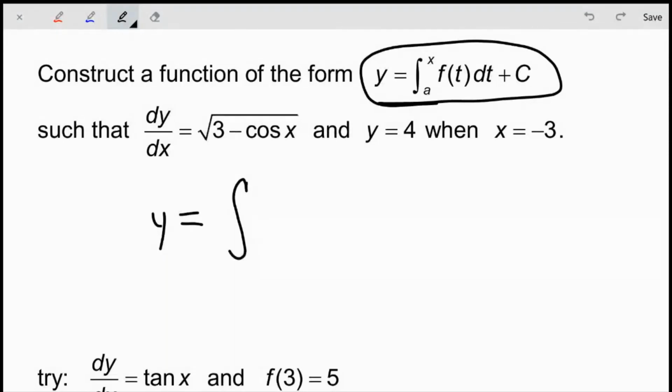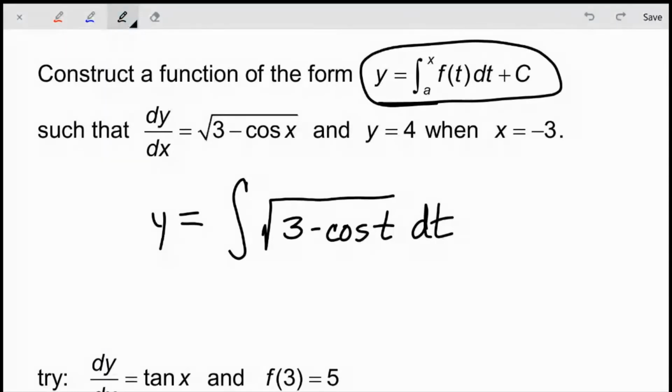First of all, we're going to take the integral of our derivative just like we normally would. But the one thing I'm going to change is I'm going to use what's called a dummy variable. A dummy variable is just a placeholder. The reason that's important is because we're going to integrate, just like it shows here, from a to x. And a is going to be the point that we know our function needs to go through. So it's going to go through x is negative 3. My upper limit is x.